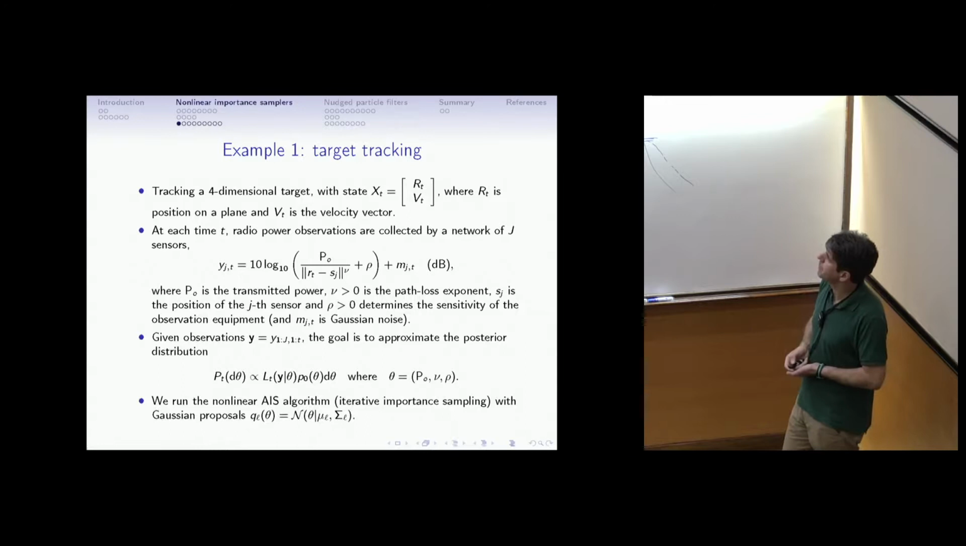So given a sequence of observations from your collection of sensors, what you want to estimate is the posterior distribution of your unknown parameters, which are the transmitted power, the path loss exponent, and the sensitivity parameter rho. Okay. And we are running the nonlinear importance sampler in an iterative form. So it's a nonlinear adaptive importance sampler with Gaussian proposals. So it's very simple, actually. This could probably be improved in more efficient ways. What we do at each iteration is that we look at the samples and weights from the previous iteration. We compute the mean and the covariance, and we use a Gaussian to propose the new samples with that mean and that covariance. So extremely simple.